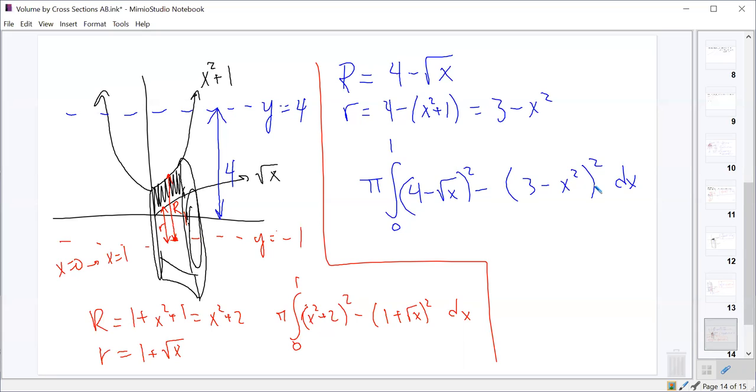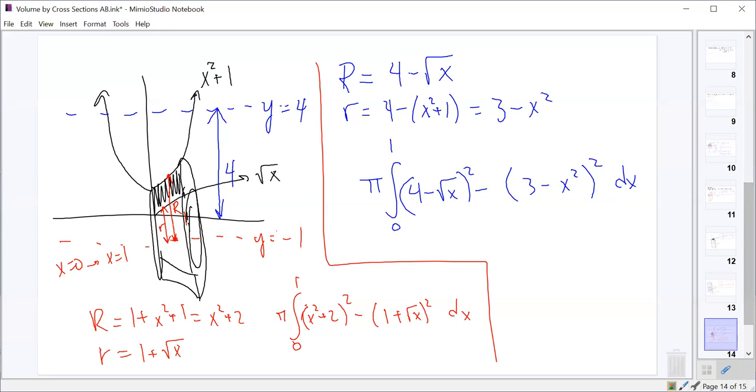So, any questions on any of that so far? So you should be able to revolve around any horizontal axis, whether it's just a line, y equals 4, y equals -1, or if it's the x-axis. You should be able to revolve any region around that and find the volume. You guys feel like you could do that? Uh-huh. Oh, good. All right.